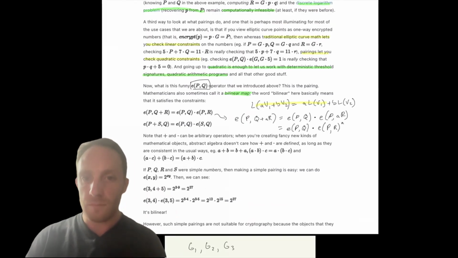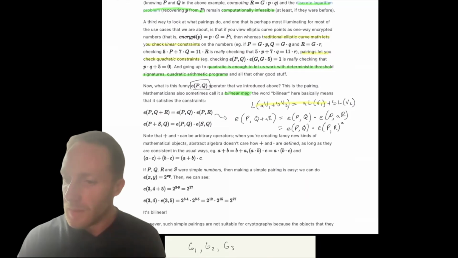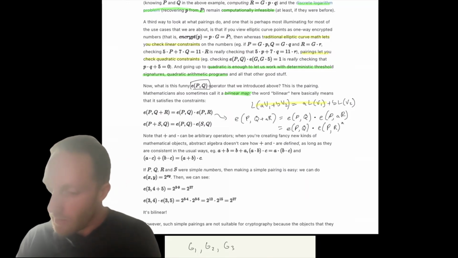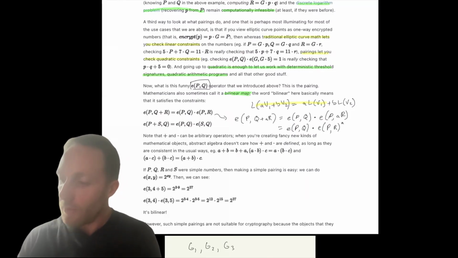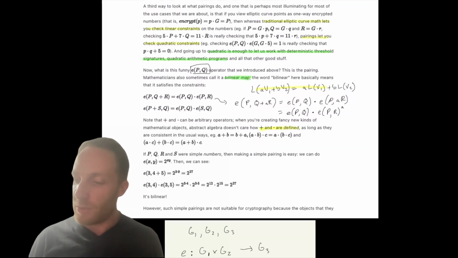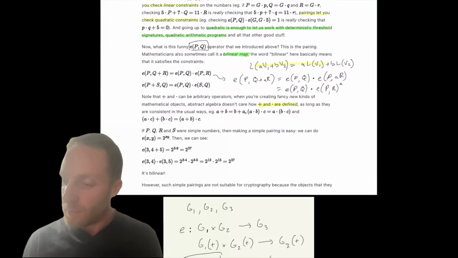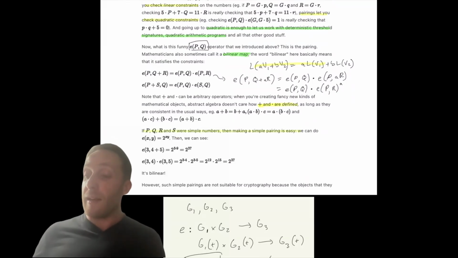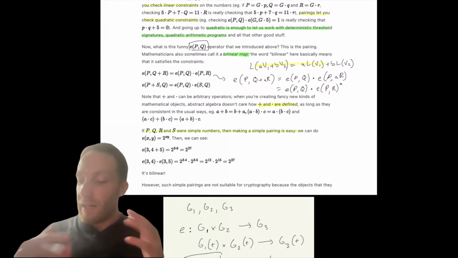Okay, so to get back to this, if P, Q, R, and S were simple numbers, okay, so what is he doing in here? Note that plus can be arbitrary. Oh, interesting. So up here he does mention what I was saying, that the plus and times are just arbitrary operators. Okay, so if P, Q, R were simple numbers, making a simple pairing is easy. Okay, yeah, so here we'll see why quickly.